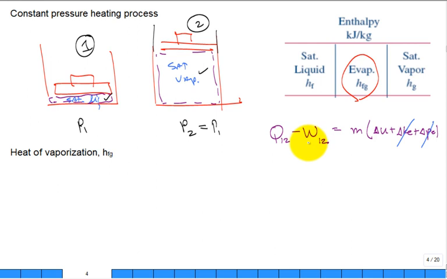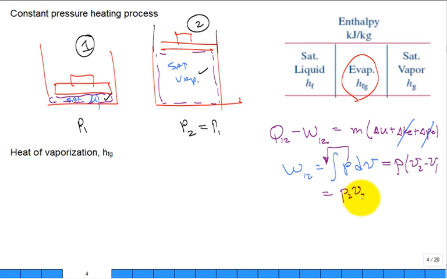What about the boundary work? Is that work 1 to 2 the integral of P dV? Can that pressure come outside the integral? And why? Because it's constant. And so this work becomes P times V2 minus V1. Is that true? We could write that as P2 V2 minus P1 V1, because P1 and P2 are the same pressure. That's fine. That looks good.